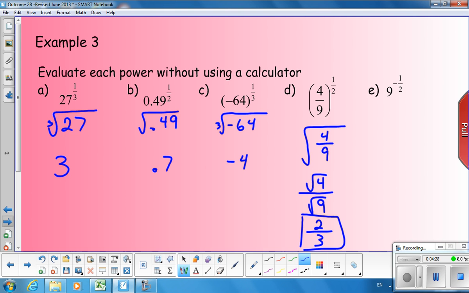Part E, I have a negative exponent, so take the reciprocal of 9 first. Then I'm going to deal with that exponent of 1/2. So the exponent of 1/2 says take the square root of 9. The square root of 9 is 3, and so I end up with an answer of 1/3.